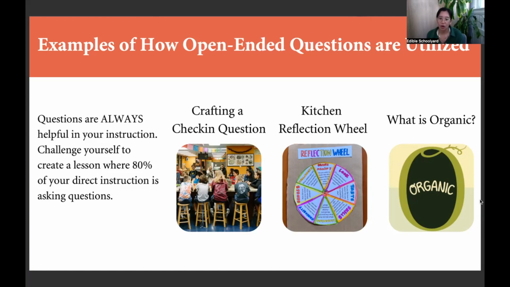And again, as always, questions are always helpful to your instruction. I challenge you to think about creating a lesson where 80% of your direct instruction is actually just responding to students answering your questions or you posing questions. So I think it's good to look at how you're doing your direct instruction and think about the ways that you can frame the content you're teaching more in a question-based model.